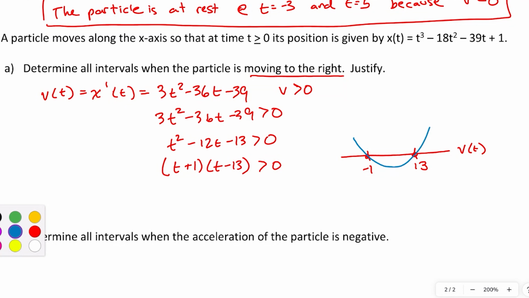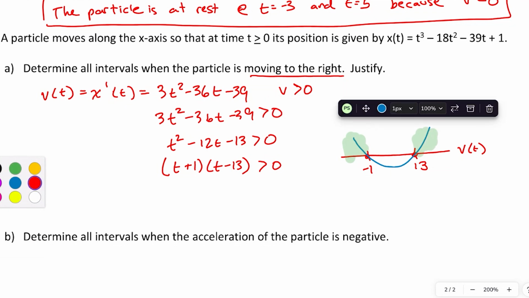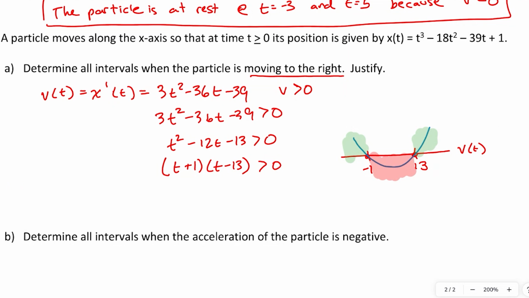Now, if you're a little uncomfortable with making that little sketch, you can always fall back on making a sign chart and picking representatives and doing the plus minus thing. But I think with quadratics, sometimes it can be faster to just think of it like this, because we can see right away where the velocity is going to be positive. In other words, where is it above the x-axis, here and here, and where is it below the x-axis, which would be down here. We're interested in where it's above the x-axis, where the velocity is positive. So there are two intervals. We'll just list them both here.